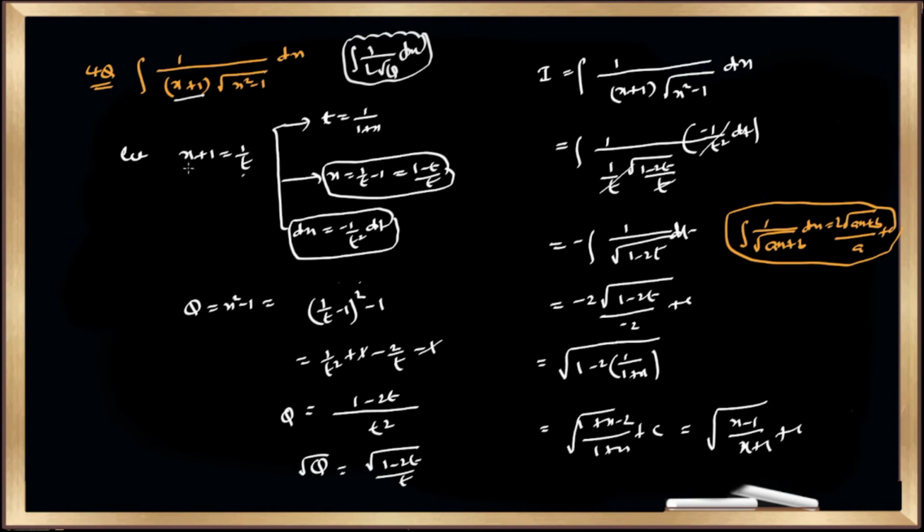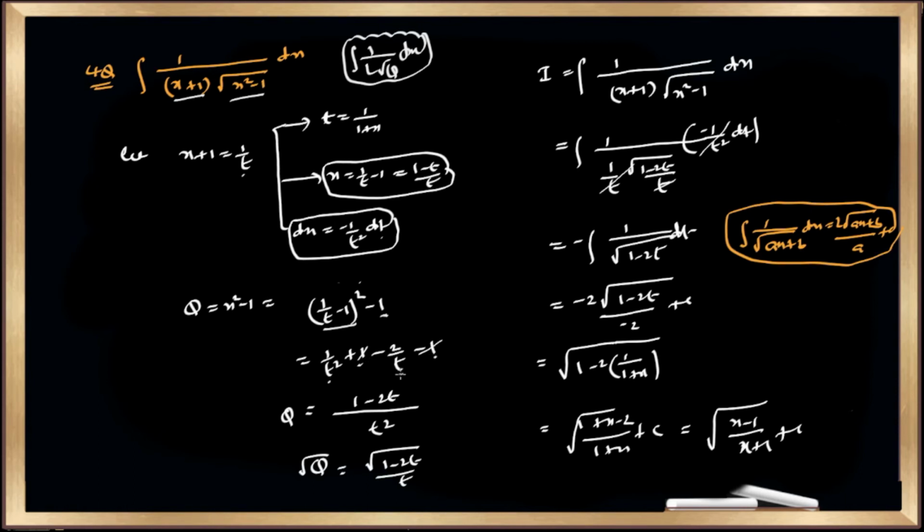From this one we can write x equals 1 by t minus 1, and dx we get after differentiation. The differentiation of x plus 1 with respect to x is dx, and of 1 by t is minus 1 by t square dt. Now this quadratic x square minus 1, this is the value of x square minus 1. So (a minus b) whole square is a square plus b square minus 2ab. So plus 1 minus 1 get cancelled.